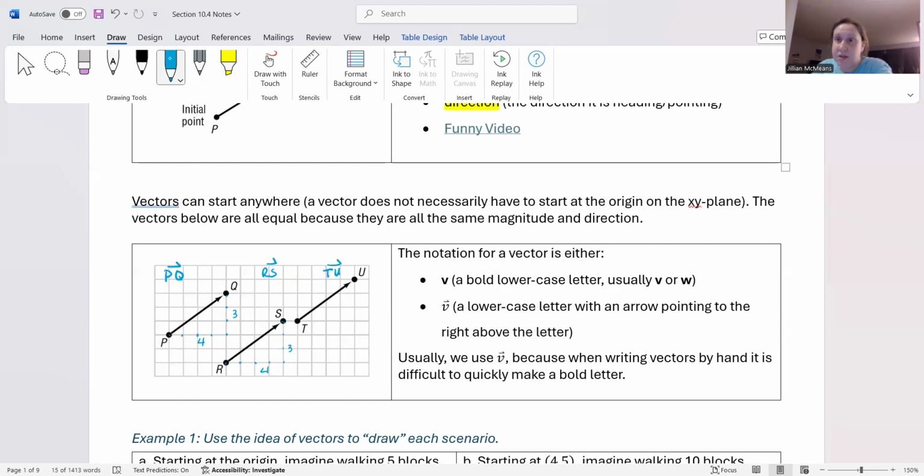Now we have the vector TU. My initial point is T, my terminal point is U. And to get from point T to point U, I go to the right one, two, three, four, and I go up one, two, three. So I go to the right four and up three.